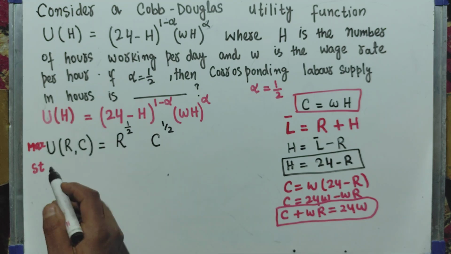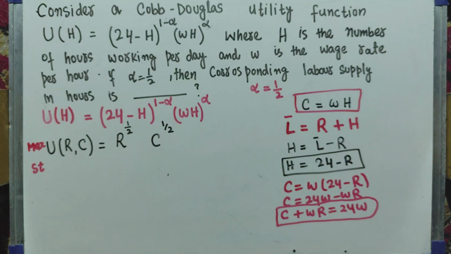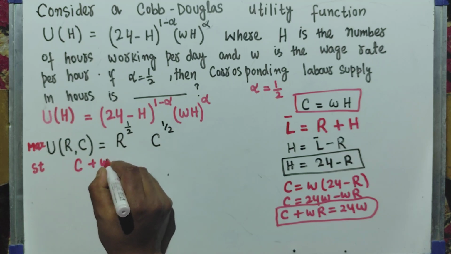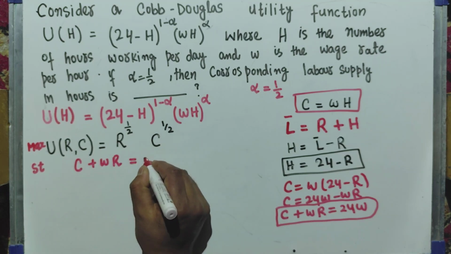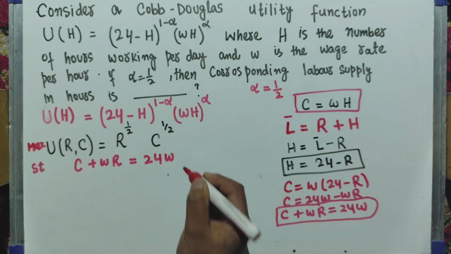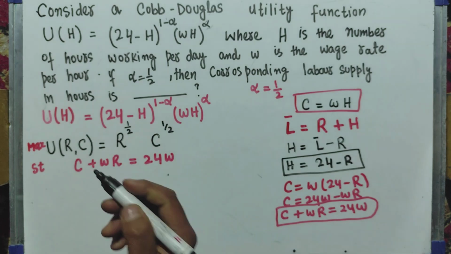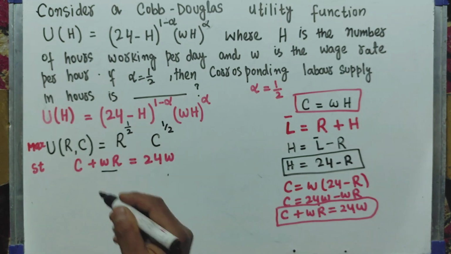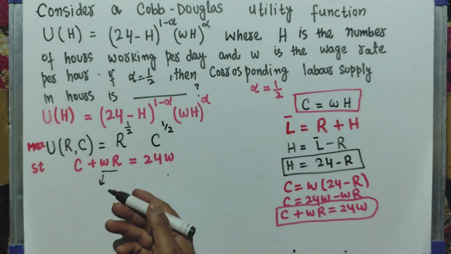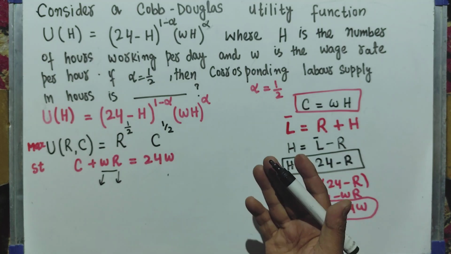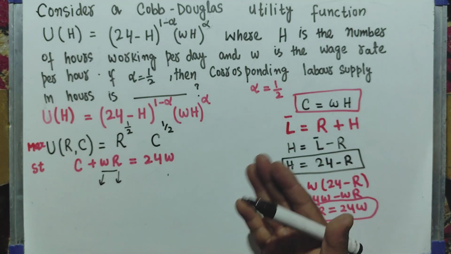So the consumer wants to maximize this utility subject to the budget constraint, that is C plus WR should be equal to 24 times W. Now how do we interpret it? C denotes the consumption expenditure. Now what about W times R? W denotes the wage rate. R denotes the number of hours I use for leisure.